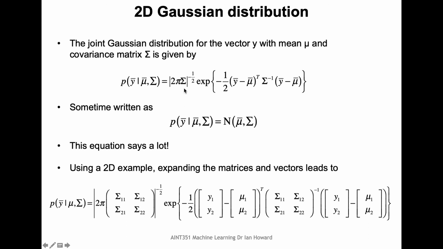So sigma we can expand out in terms of its 4 elements, because we're just saying it's now going to be a 2-dimensional data set. So this is sigma 1,1, sigma 1,2, sigma 2,1, sigma 2,2. So the 1,1 is the variance of feature 1, the 2,2 is the variance of feature 2, the sigma 1,2 is the covariance of 1 and 2, and sigma 2,1 is the covariance of 2 and 1. Then what we do is we're going to start expanding out this expression here.